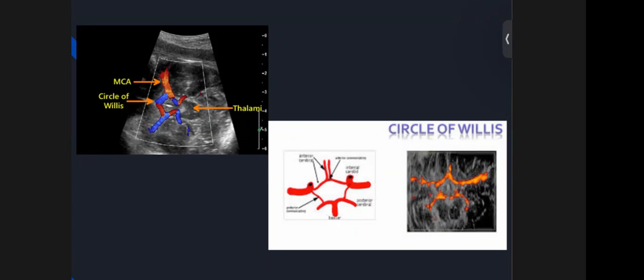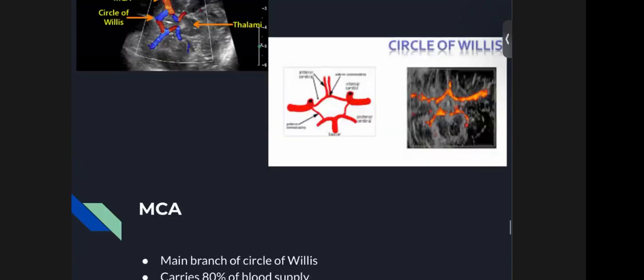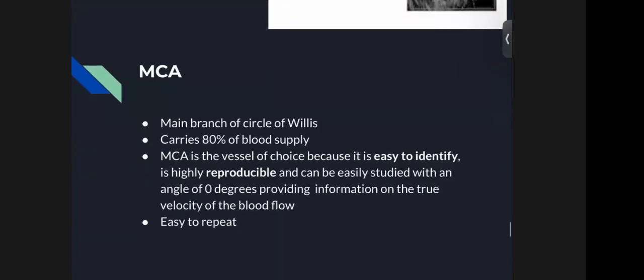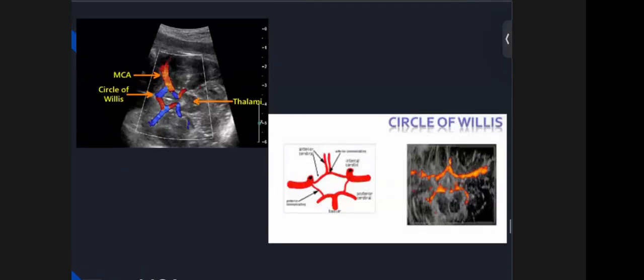But why do we choose MCA? Did anyone think why not ACA, why not PCA? Why just MCA? So MCA is the vessel of choice because it is easy to identify, highly reproducible, can be easily studied with an angle of 0 degrees, providing information on the true velocity of the blood. It carries 80% of the blood flow. This is the main branch of circle of Willis. Again, it is easy to repeat and easy to identify because you can see how bright and how beautiful it is looking in this picture.